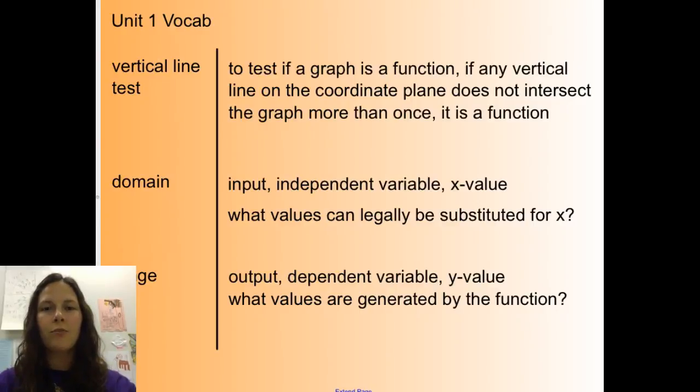Today's lesson is going to revisit some of the concepts we looked at yesterday, but in a different way. As a reminder, we've got the vertical line test. If you place a vertical line on a graph and it touches the graph more than once, it is not a function. Domain is the input, or what x values are legal to substitute into the function. And the range is the output, or what values come out of the function.